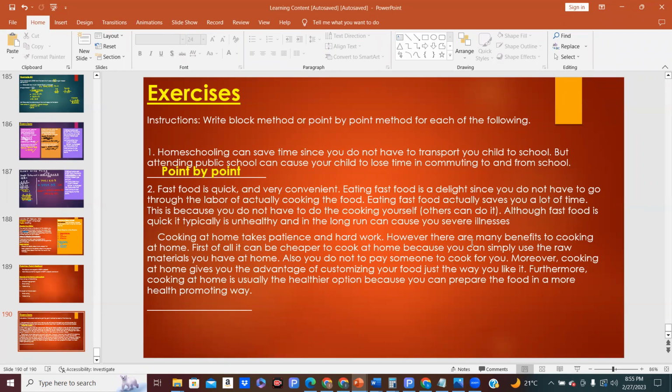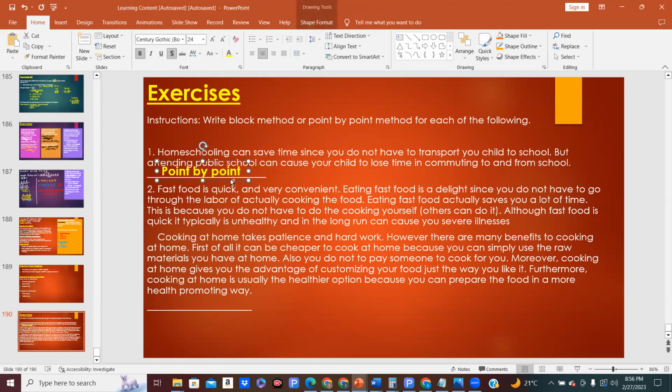First of all, it can be cheaper to cook at home because you can simply use the raw materials you have at home. Also, you don't have to pay someone to cook for you. Moreover, cooking at home gives you the advantage of customizing your food just the way you like it. Furthermore, cooking at home is usually the healthier option because you can prepare the food in a more health-promoting way. Is the second one point by point or block method?